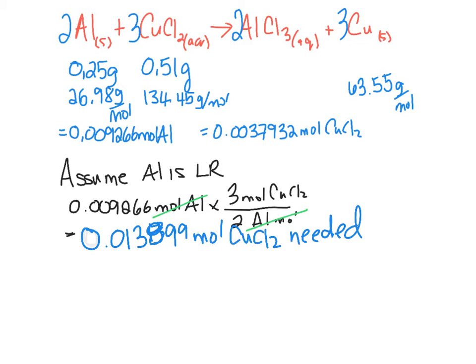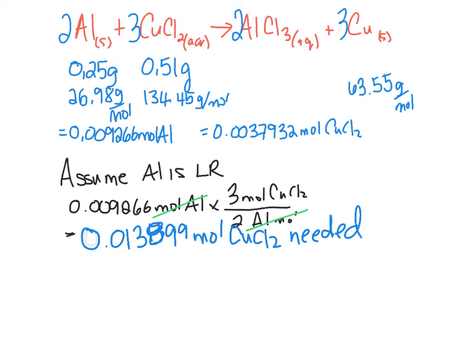Okay, how do I compare it? If I need this much, do I have that amount? No. So therefore, I don't have enough copper 2 chloride to use up all of my aluminum. Therefore, I'm wrong. My copper 2 chloride is limiting. So would you have to show that it is? No, you don't have to do another calculation. Because you don't have enough, you're wrong, the other reactant was limiting.